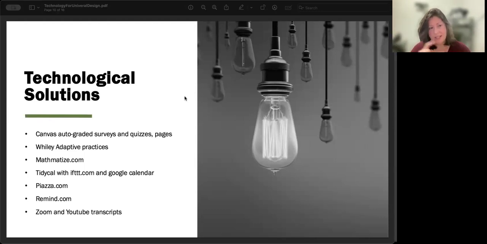And so by using If This Then That, I got TidyCal to send the booking to my Google Calendar. But if my Google Calendar already said I was busy, even if it wasn't with an appointment, it wouldn't show that time to students.